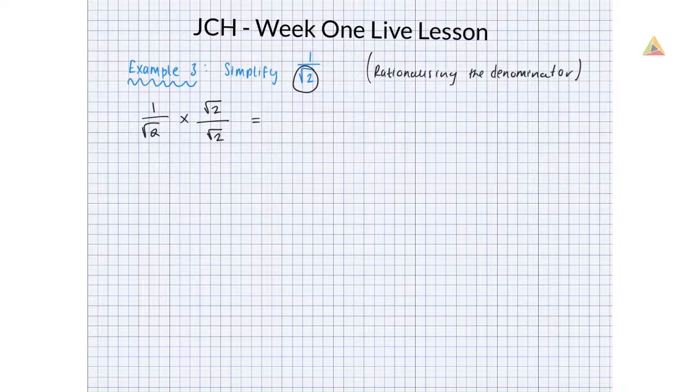Now when you do that, 1 by root 2 is going to be 1 root 2. Root 2 by root 2 is 2. So your answer is root 2 over 2.